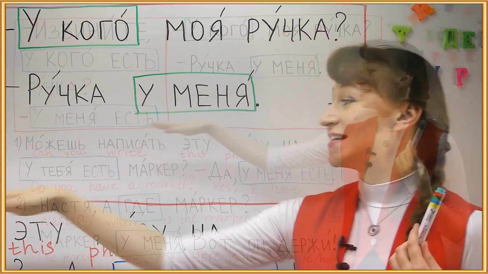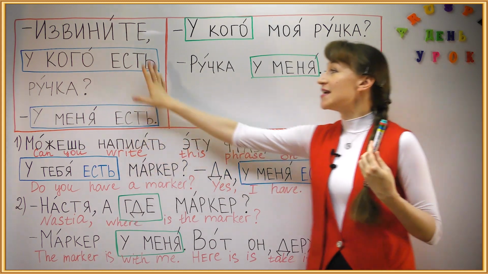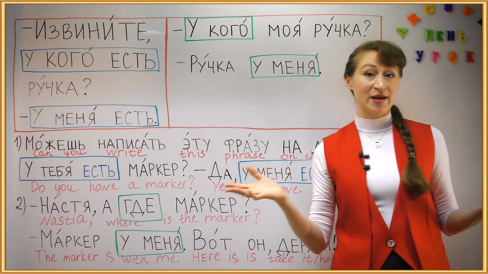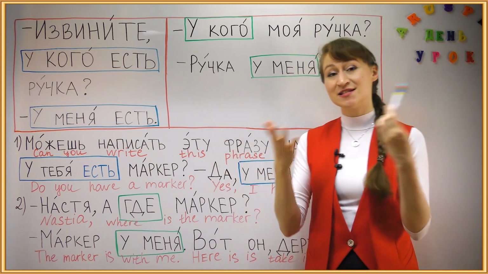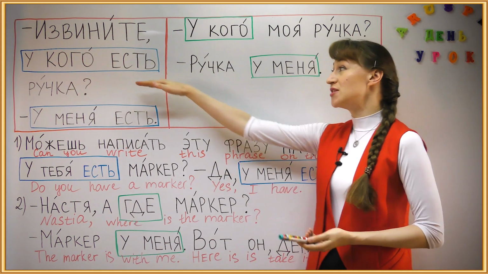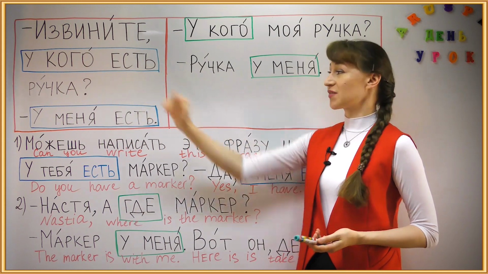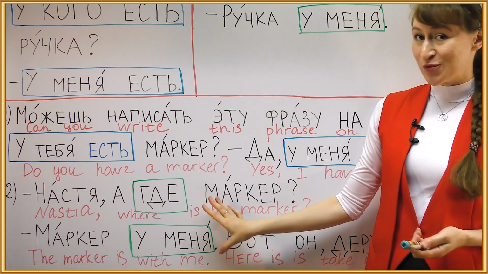So we don't need this word, есть. Here it's just a pen, any pen, and we don't know if it exists or not. So we need to use this verb. A few more examples.